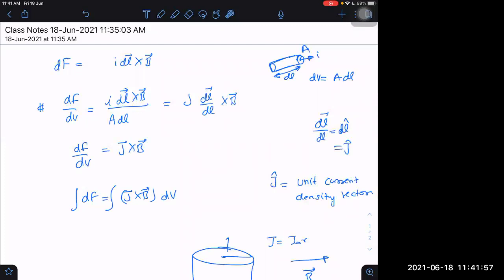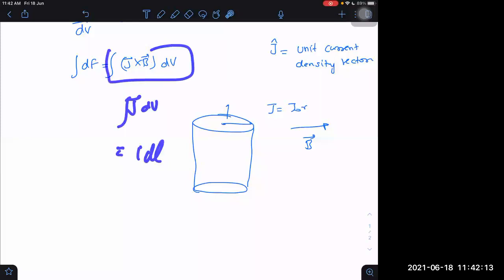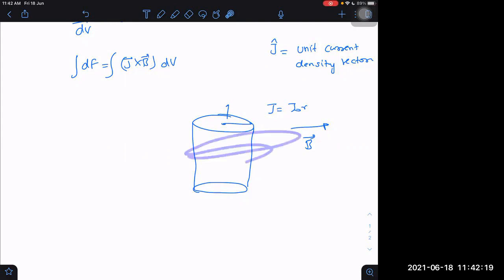I think we can use the total also in this case. Nothing goes wrong. Why? Because B is constant. If B is variable, then there will be a problem. If B is constant, I can take B outside the integral. If I take B outside the integral, then what do I get? I get just J dV inside. If I get J dV inside, that is nothing but I dL. So in this case, I can directly write I dL cross B without having to worry about all the internal details if B is constant. Okay.